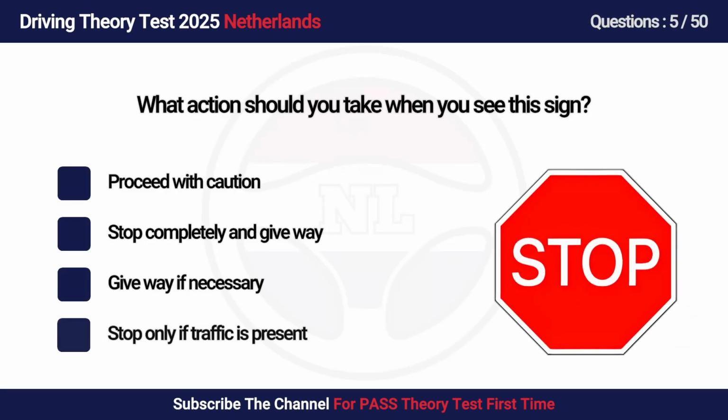Question 5. What action should you take when you see this sign? A. Proceed with caution. B. Stop completely and give way. C. Give way if necessary. D. Stop only if traffic is present.